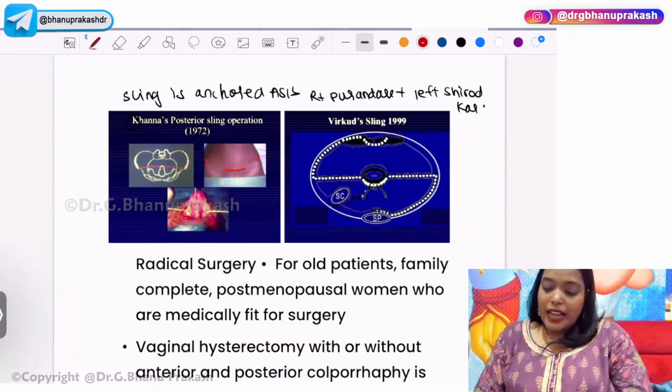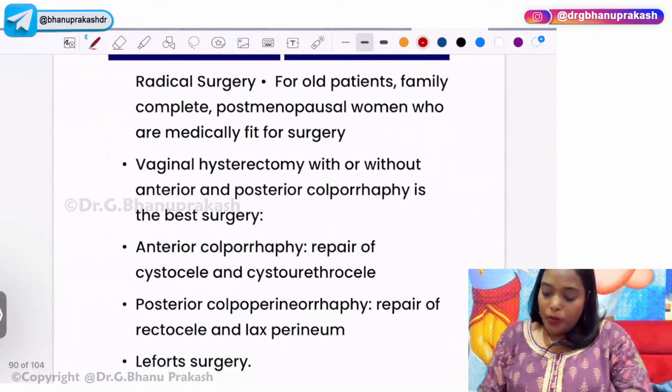In Khanna, cervix is anchored to ASIS. Khanna, K for Kamar, K for ASIS. In Virkud sling surgery, you have right-sided Purandare and left-sided Shirodkar. Right? Now, one more thing.